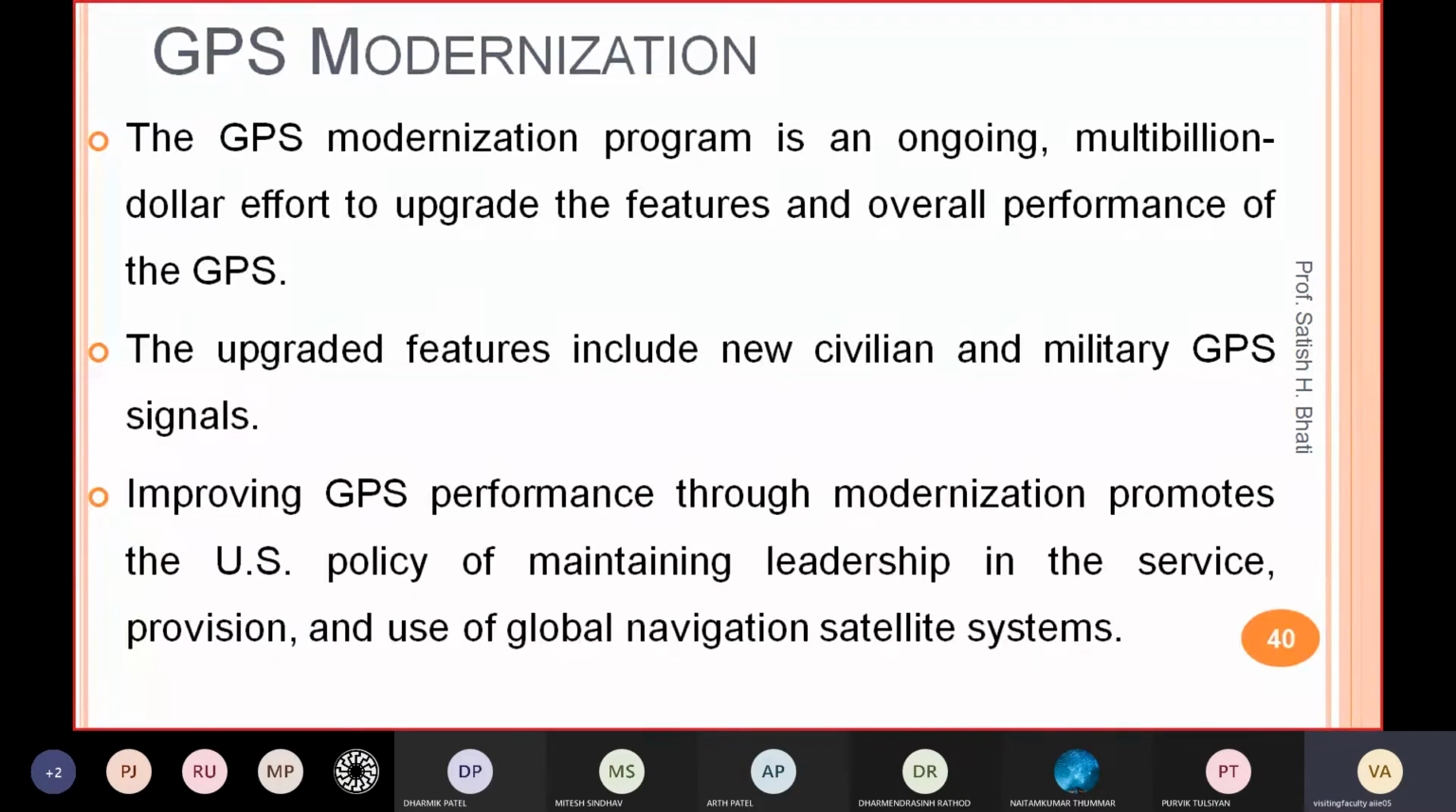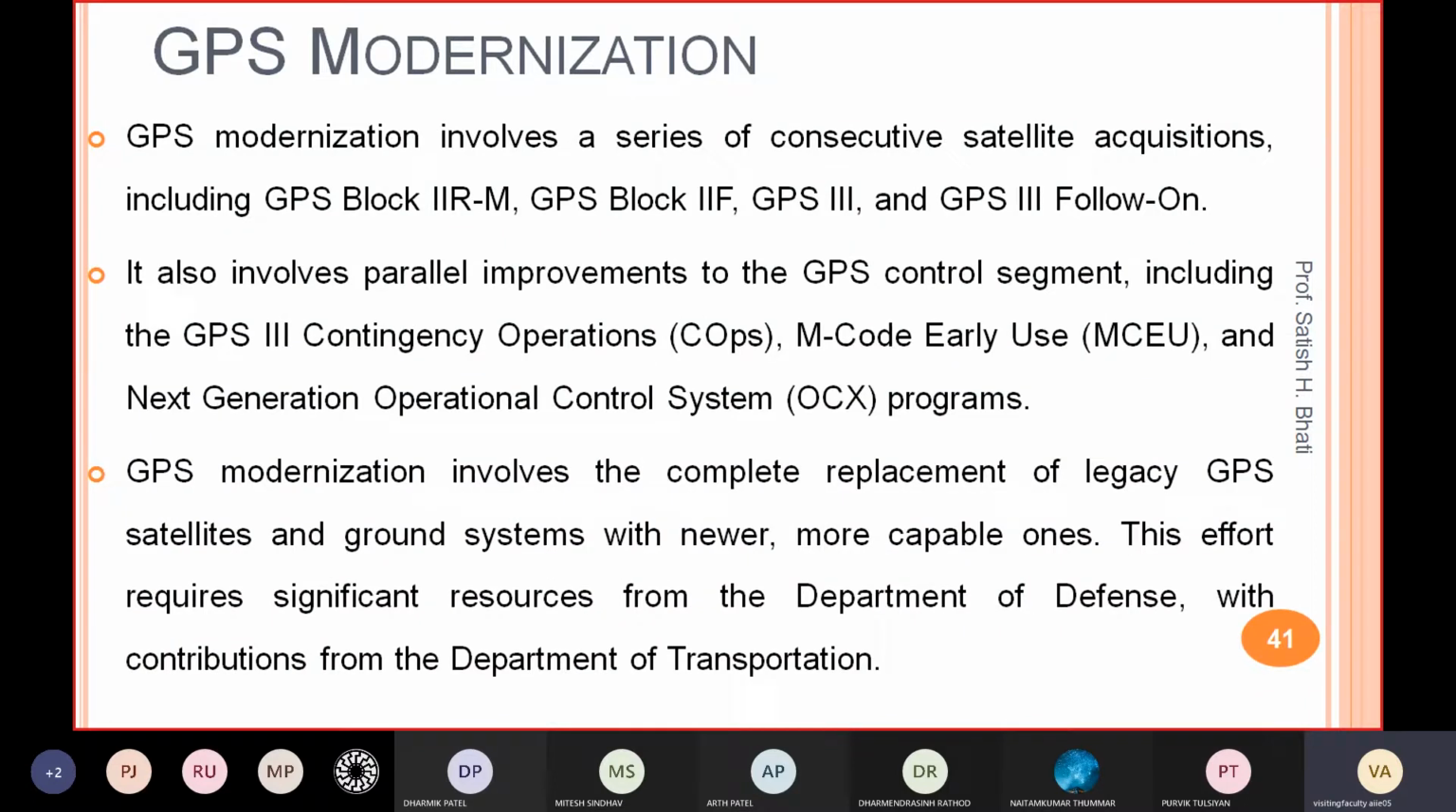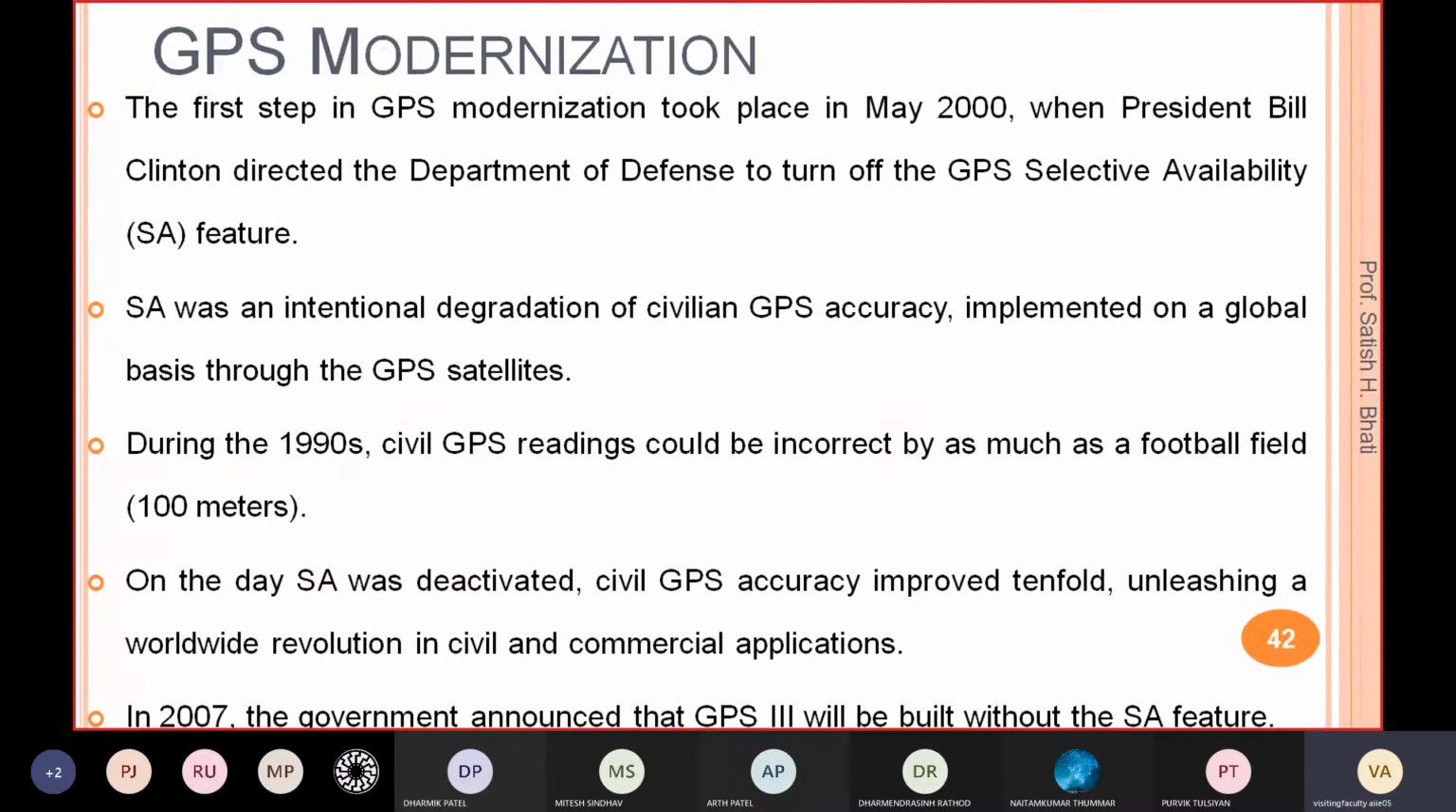Then we have seen the GPS modernization, right? So modernization means the upgrade of GPS technology, right? In that, we have seen a feature called selective availability, right? Because of that, the GPS accuracy was degraded, right?